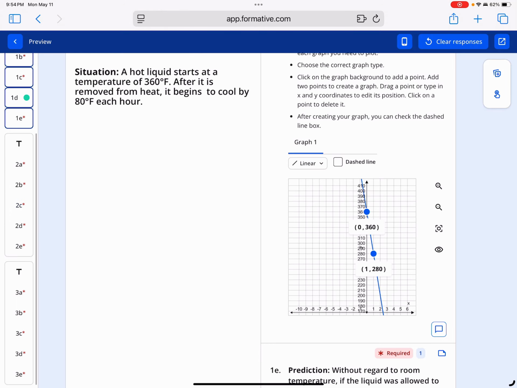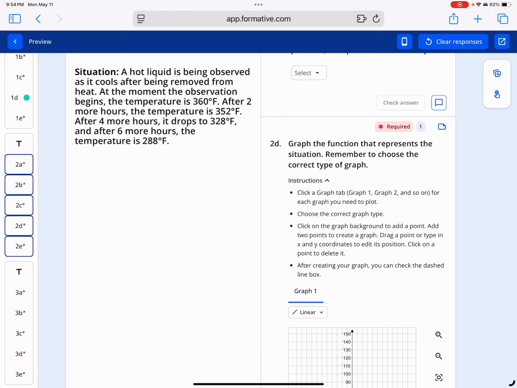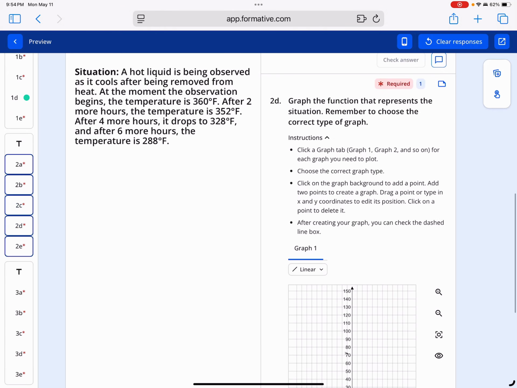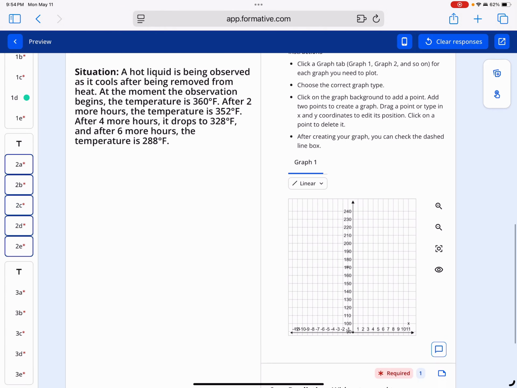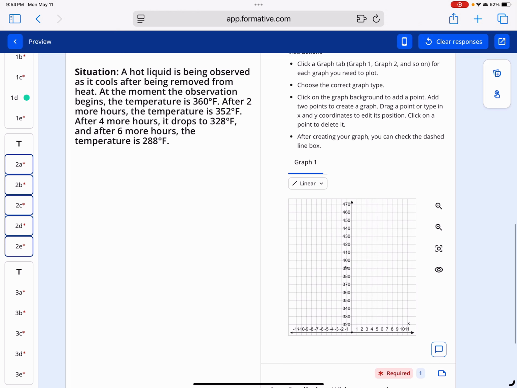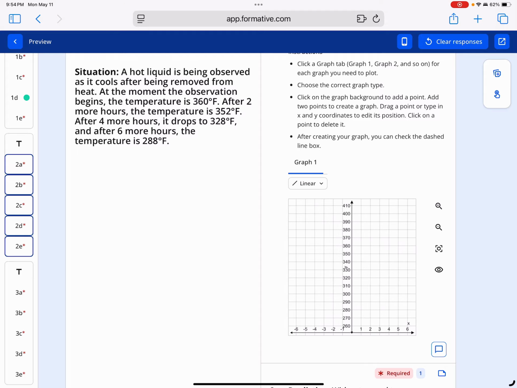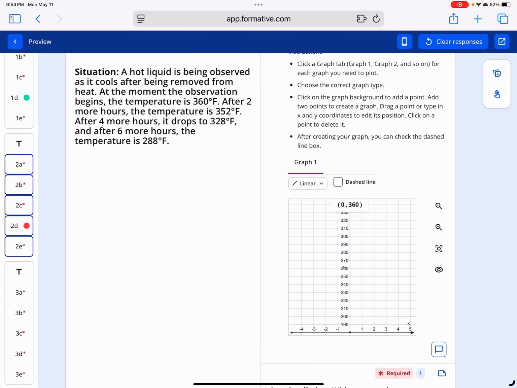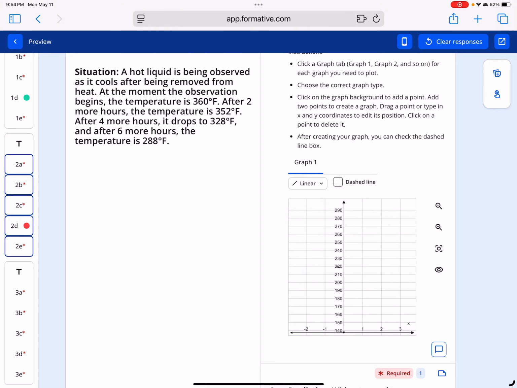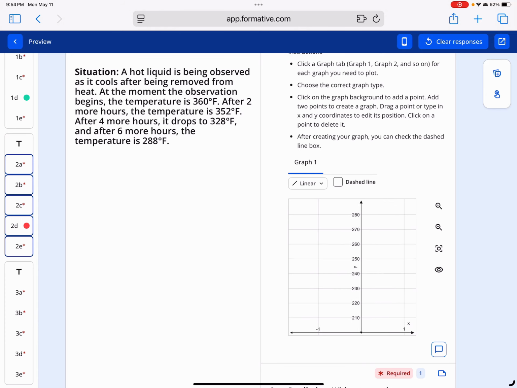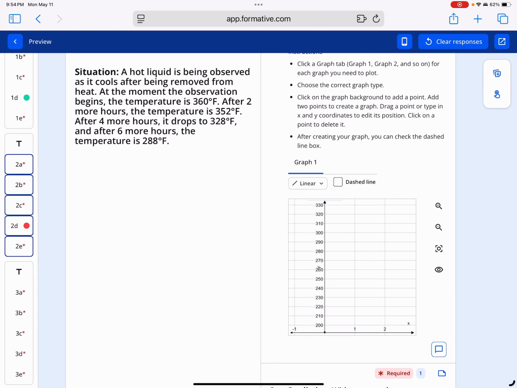So let me show you what it looks like with the other ones. So this one right here, so starts at 360. So I'm going to scroll up to 360. I'm just pinching and just bringing it to higher numbers, and then I could zoom in too. So 0, 360. Then it says after 2 hours, it's 252. So I'm going to scroll down closer to 250, and I'm just going to zoom in a little bit more. Oops, see, you just got to play around with it.